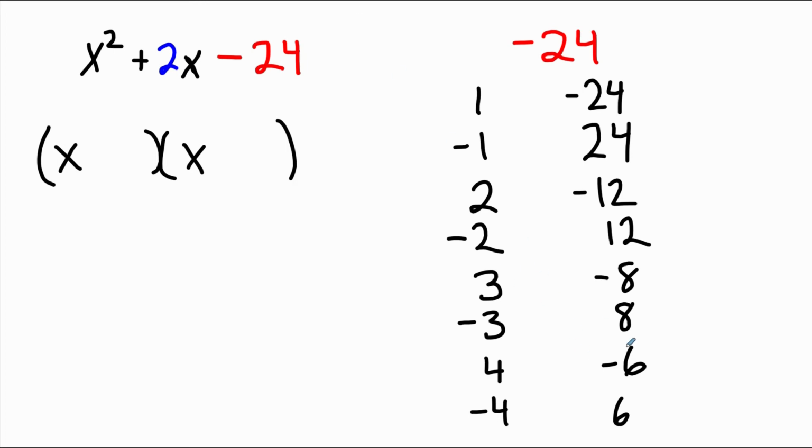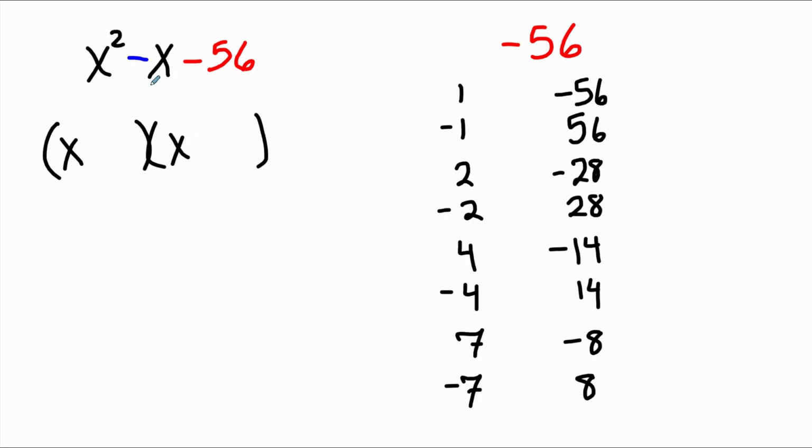So which pair adds to 2 would be this last one here, 6 minus 4, or negative 4 plus 6, that equals 2. So the two numbers are negative 4 and positive 6. And we just put those numbers in and we're done. Easy.